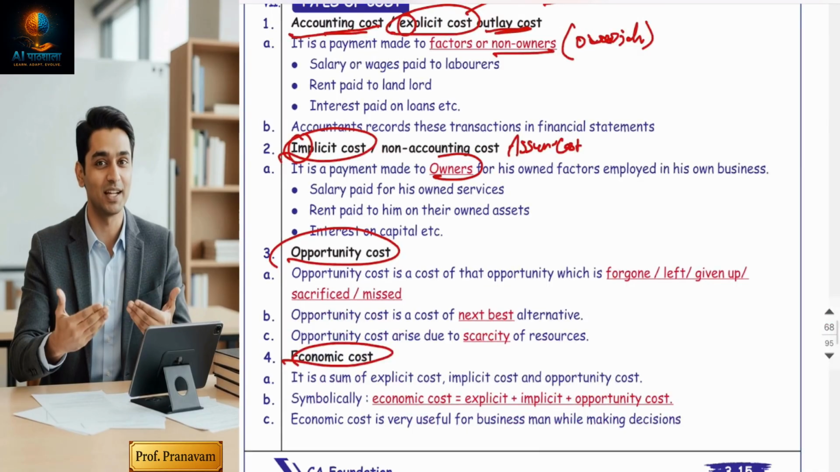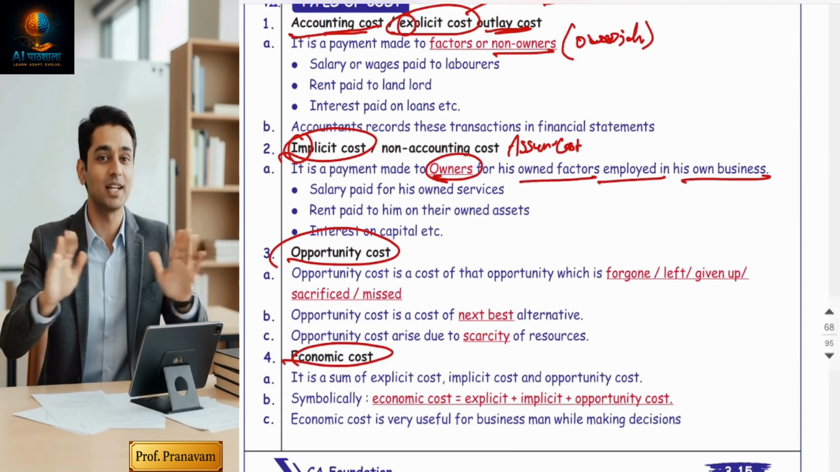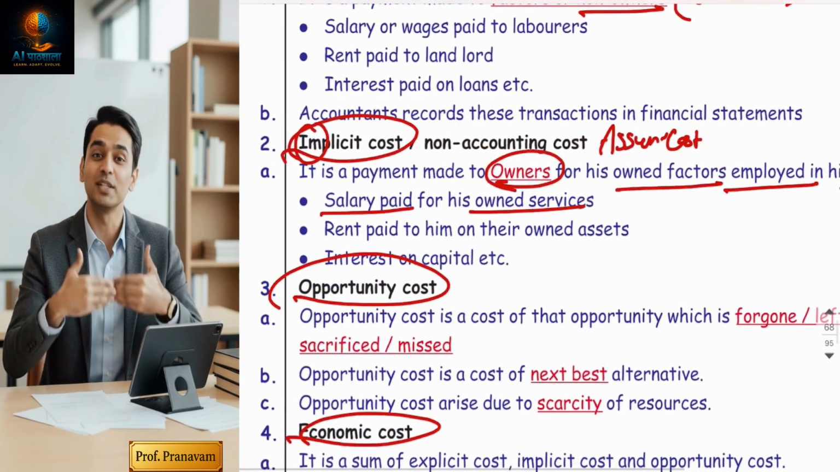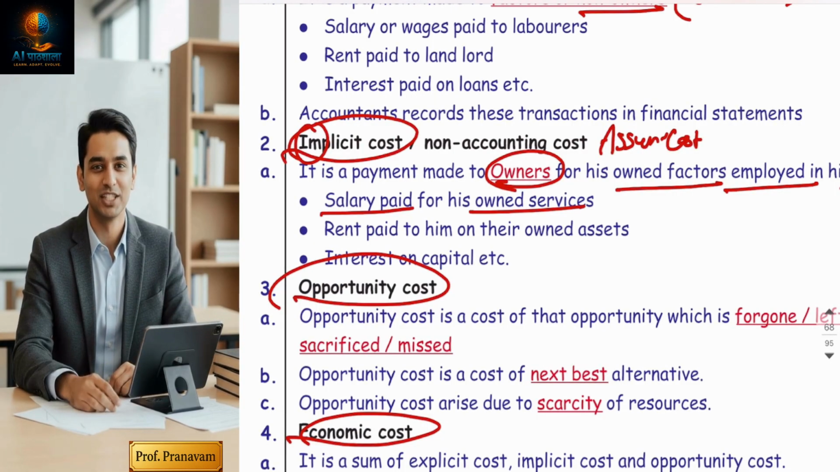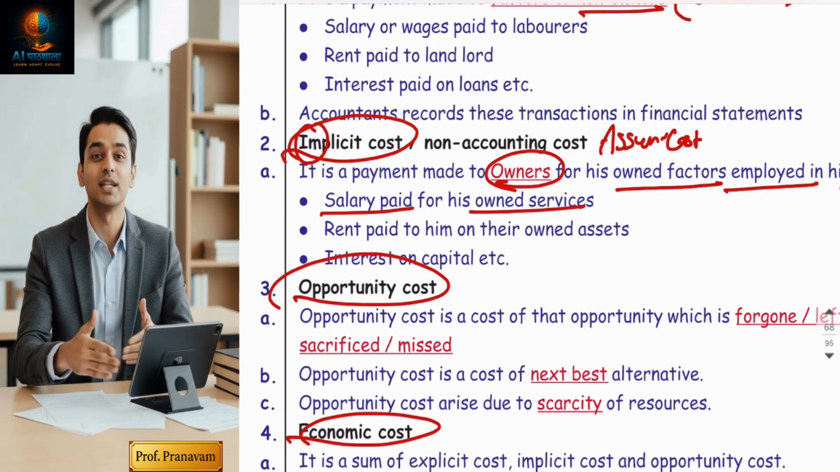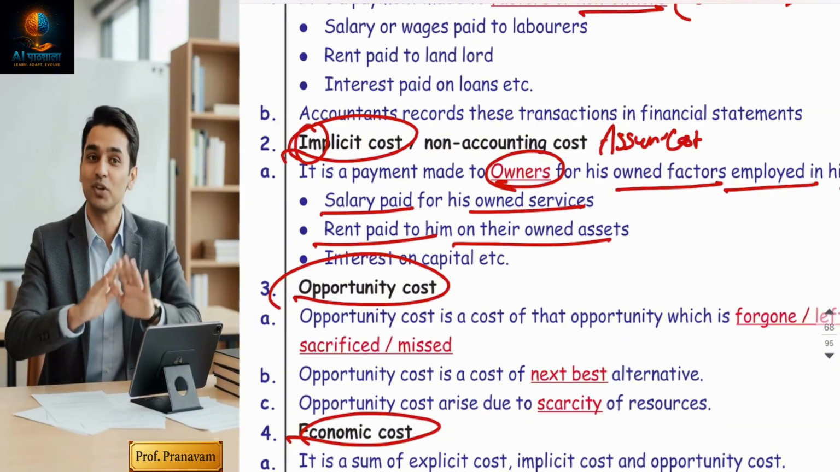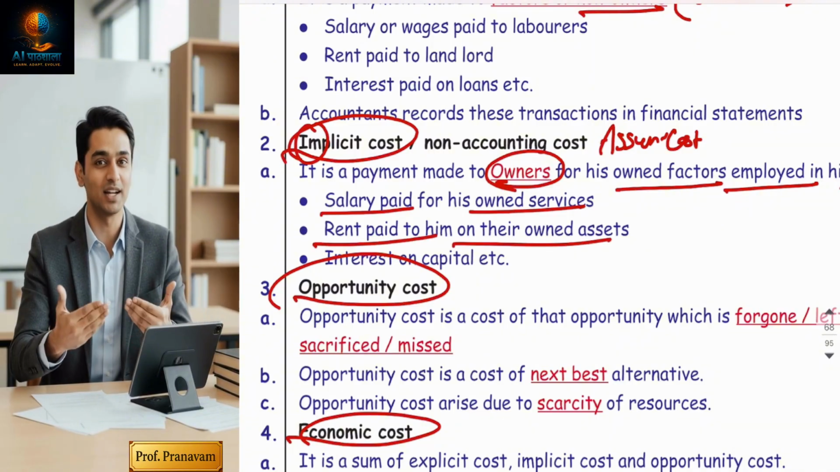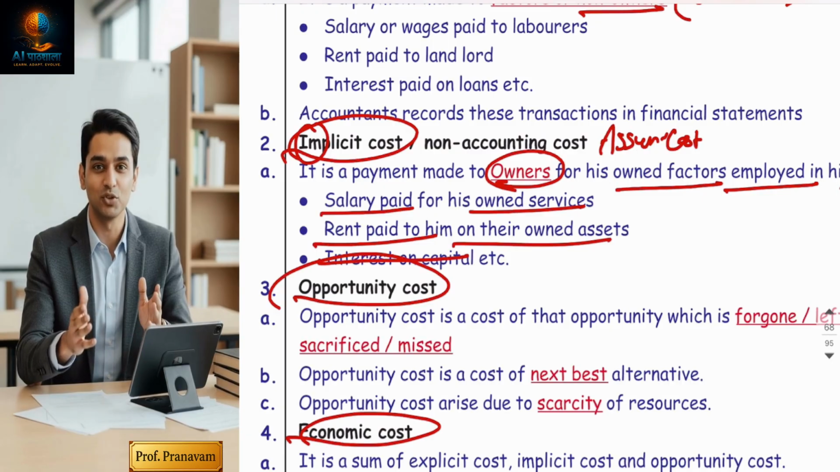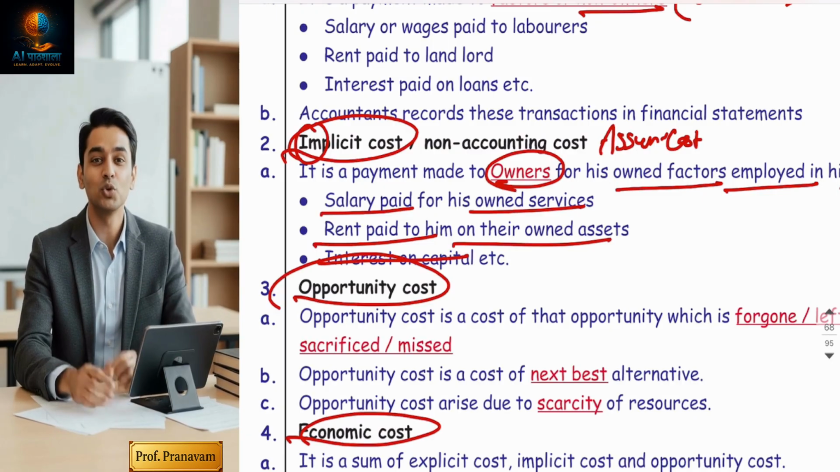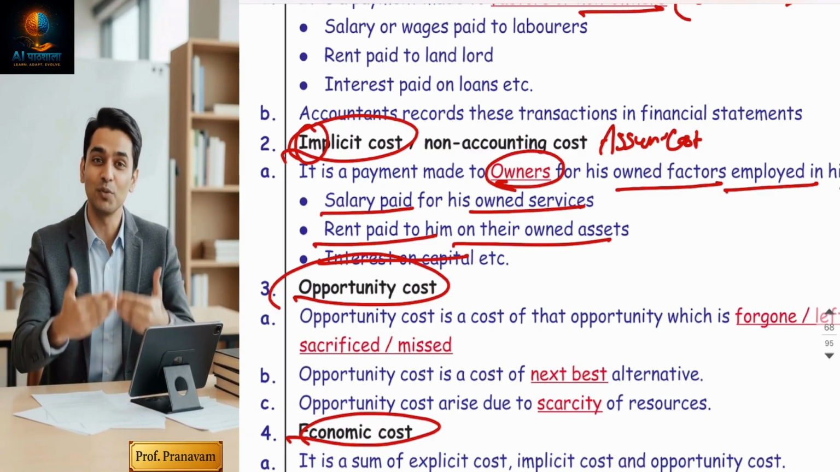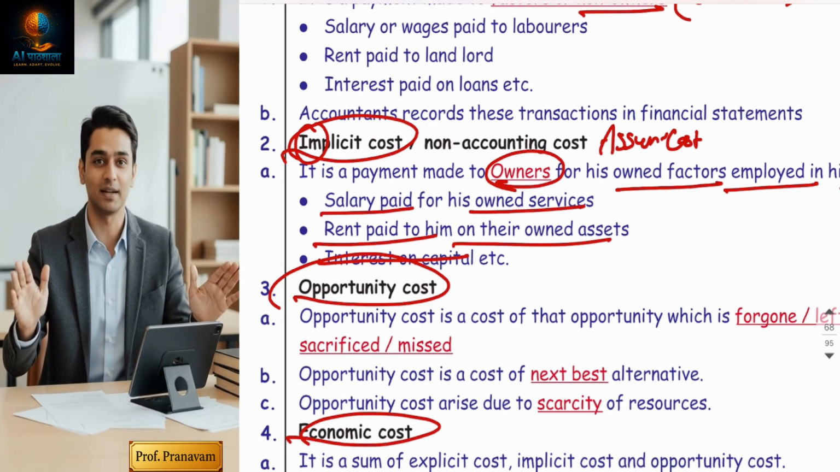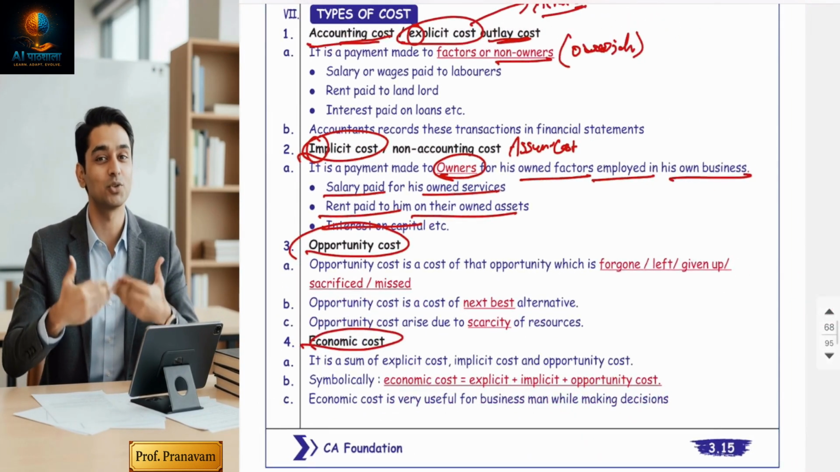So it is a payment made to the owners for their own factors employed in their own business. Salary is paid for his own services. Partners are working as labor, that's why they are drawing salary. Rent is paid to partners on their own assets. On their own capital they are charging interest also. Is it an actual cost? No, that's why it's called implicit cost, assumed to be a cost.